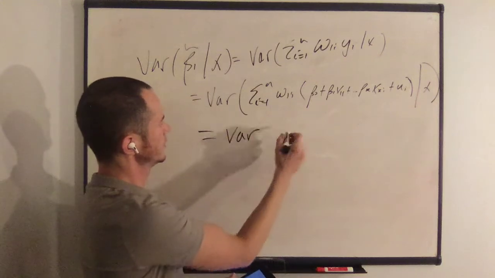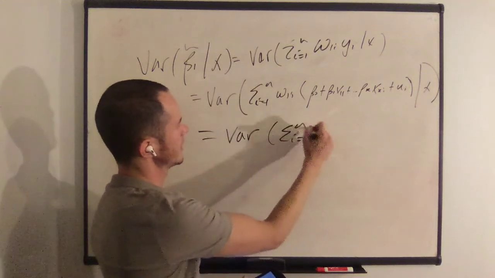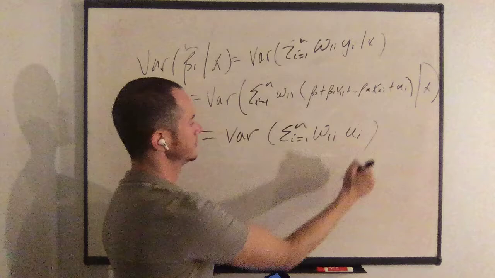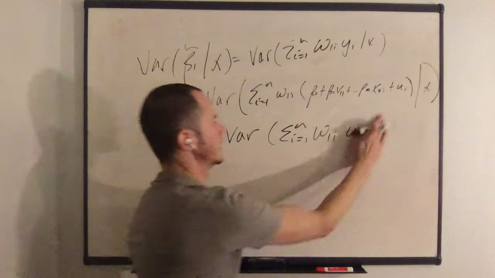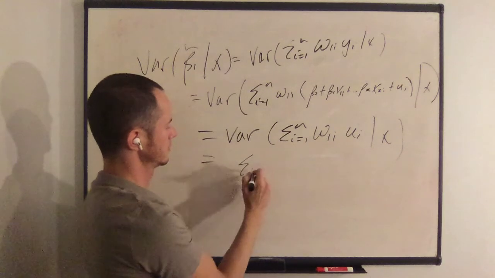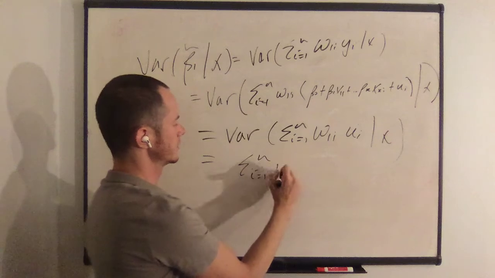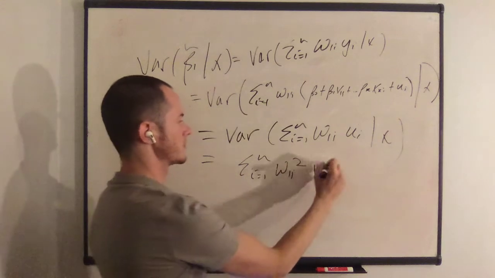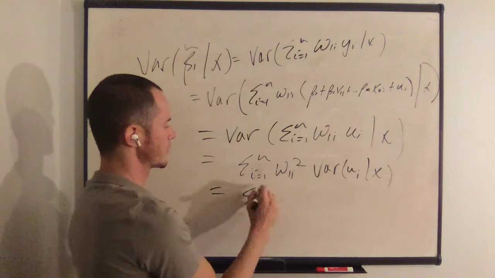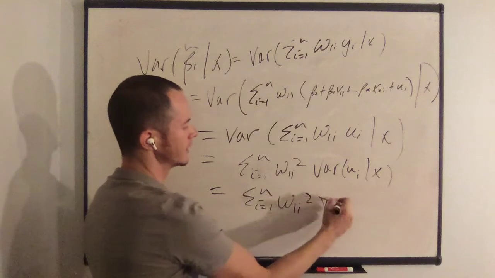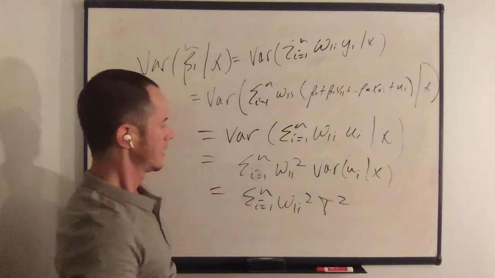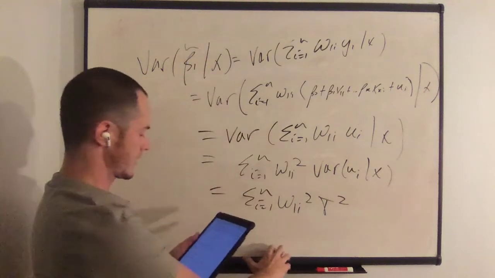So we can write the variance of the sum from i equals 1 to n of w1i ui given x, which is equal to the sum from i equals 1 to n of w1i squared times the variance of ui given x, which is equal to the sum from i equals 1 to n of w1i squared sigma squared. Fabulous. We have the variance of beta 1 tilde given x.